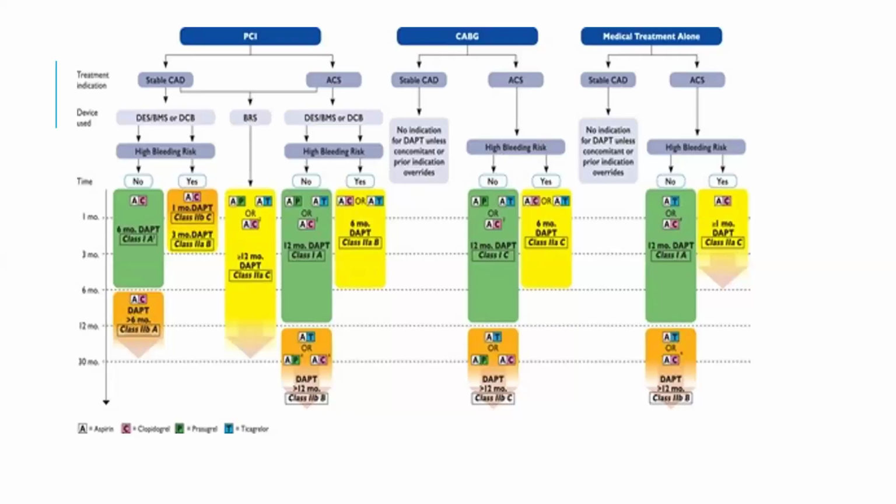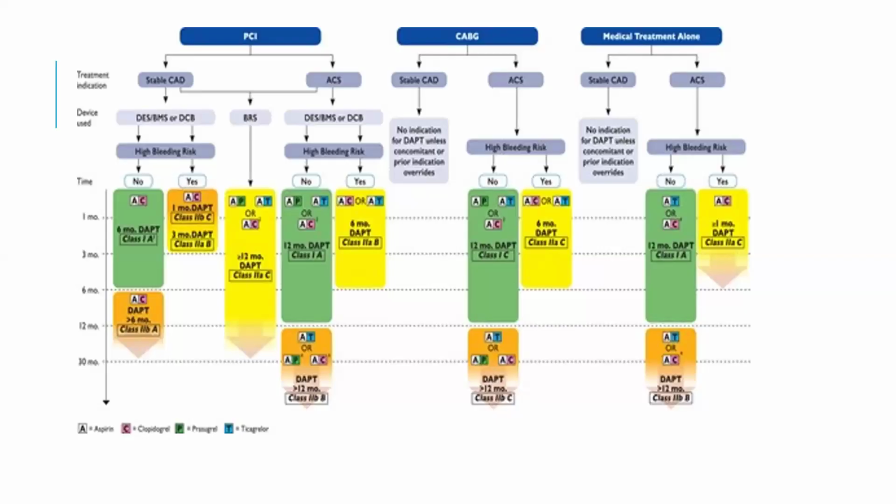The same thing goes for those with coronary artery bypass grafting. If they come in with ACS and they have no high bleeding risk, you do two antiplatelets for the first 12 months. That's a class 1A recommendation. After the 12 months, you can continue with either aspirin and ticagrelor or aspirin and prasugrel, but the recommendation after the first 12 months is lesser compared with the recommendation for the first 12 months.